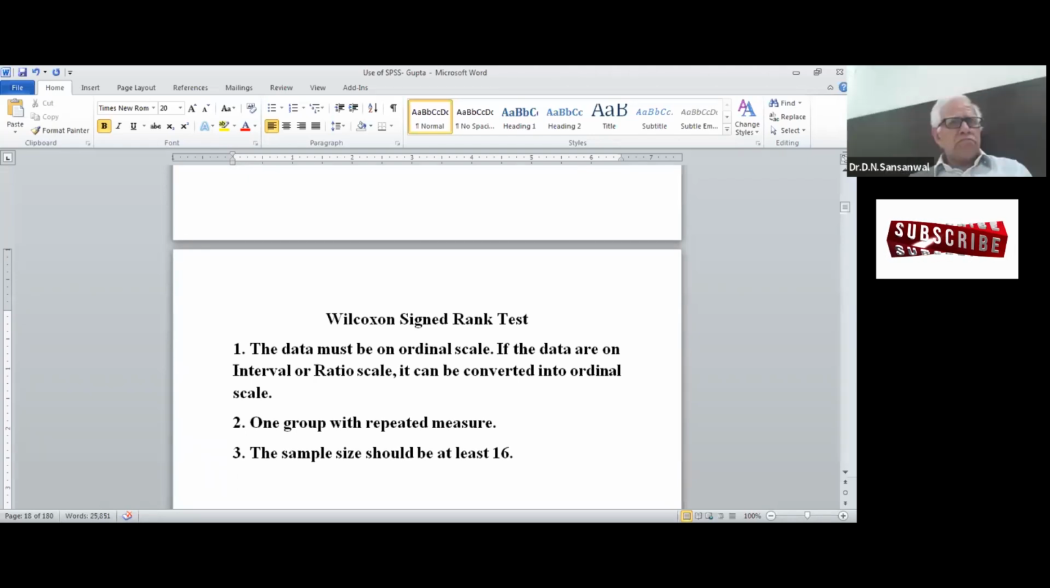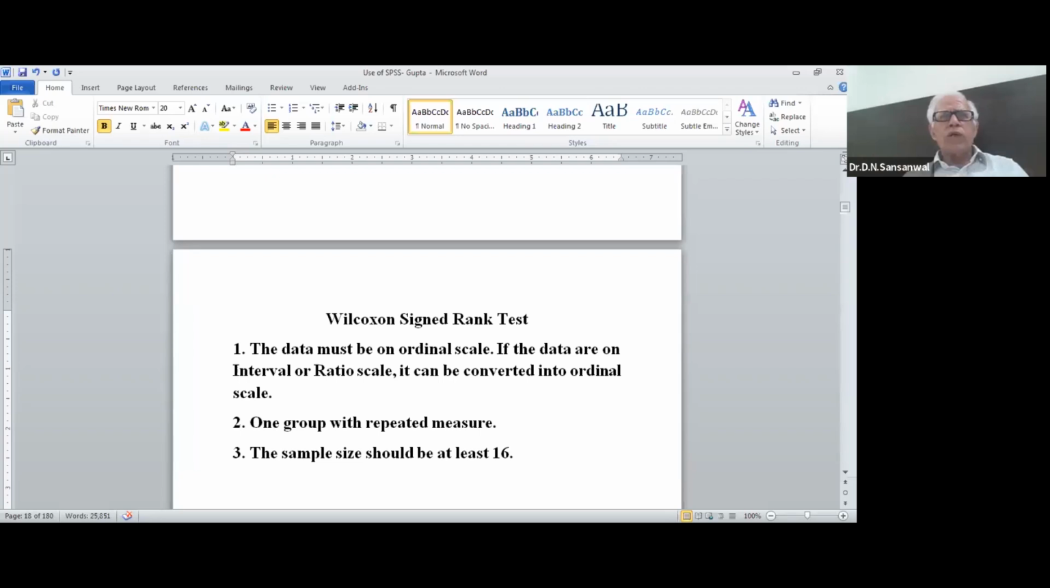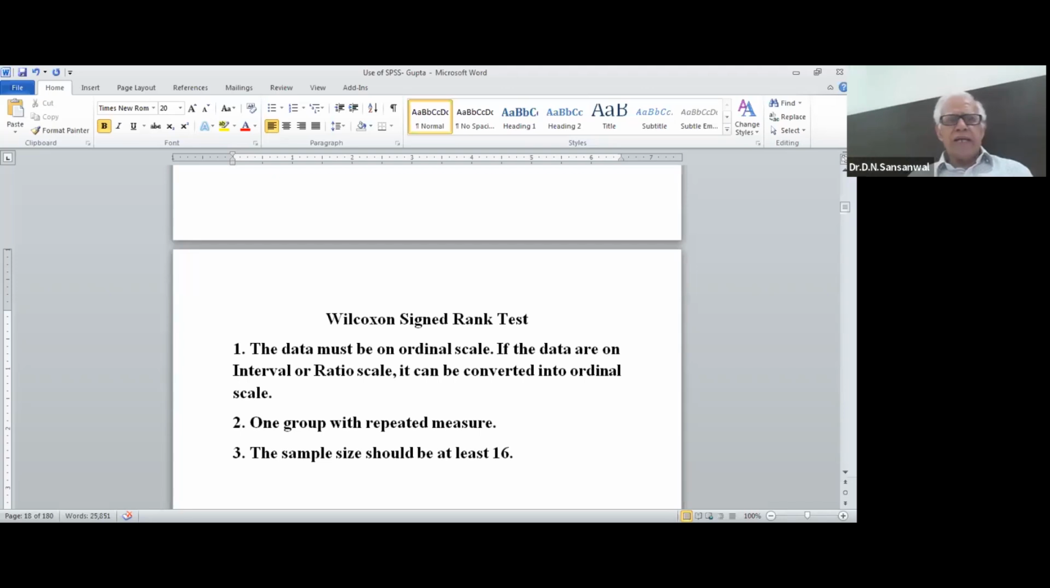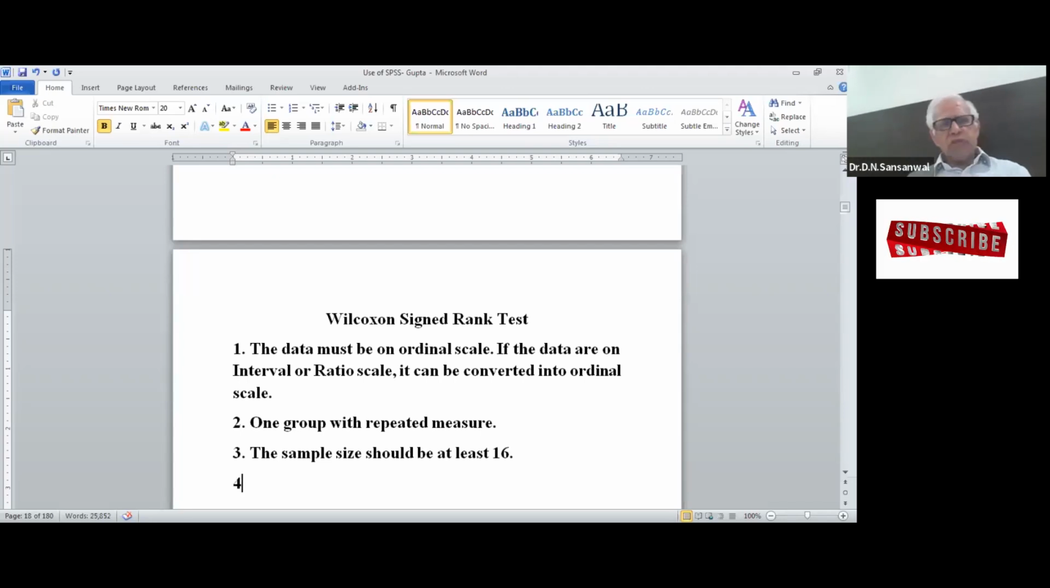And as far as the outlier is concerned, it does not matter whether there is an outlier or there are no outliers, because you are using the ranks. So if you are using the ranks, then outliers have no meaning, no problem at all. So it can be any.